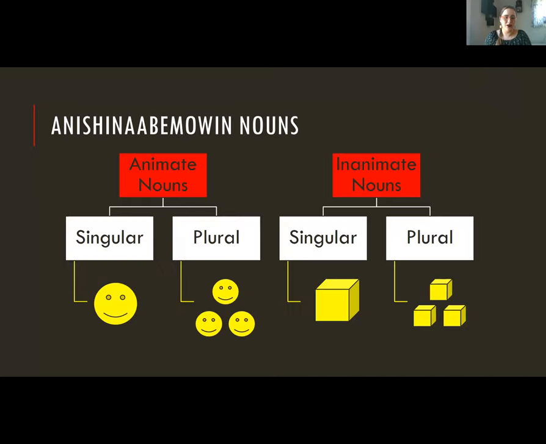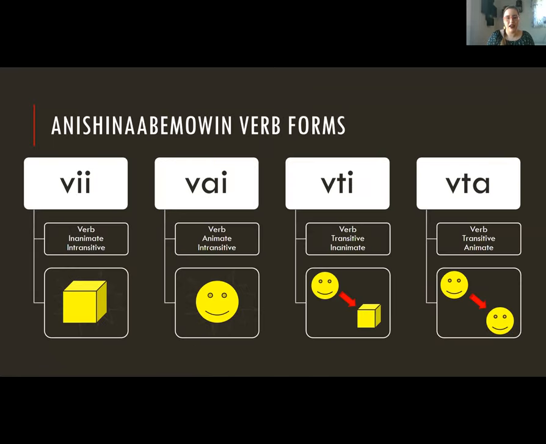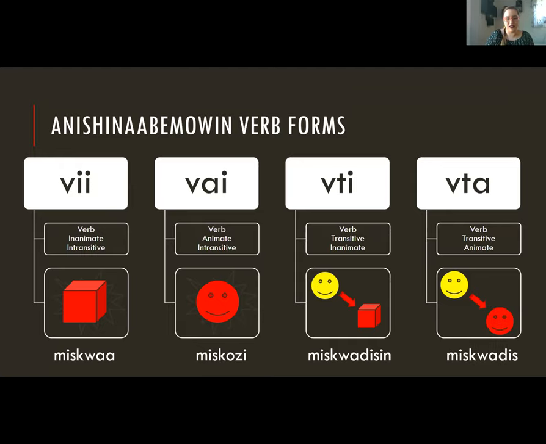So, a quick review on animate and inanimate nouns. It can be singular or plural. And then our 4 verb forms: VIIs, VAIs, VTIs, and VTAs. So if you're looking for more in-depth information on those and you maybe missed our last lesson, each one of these verb forms has its own lesson. And you can find all the information on our website.